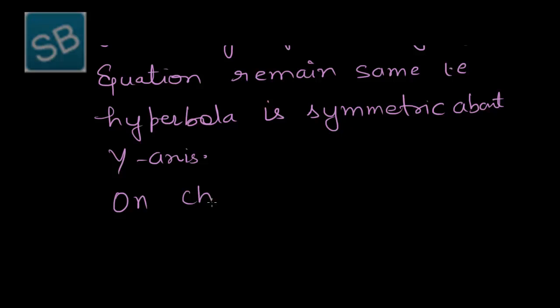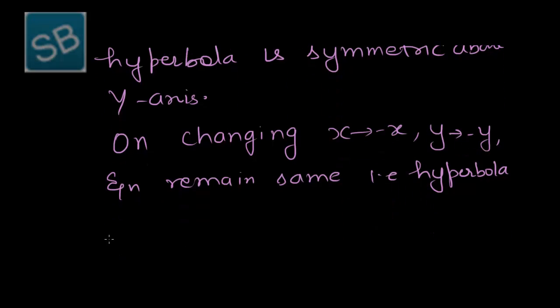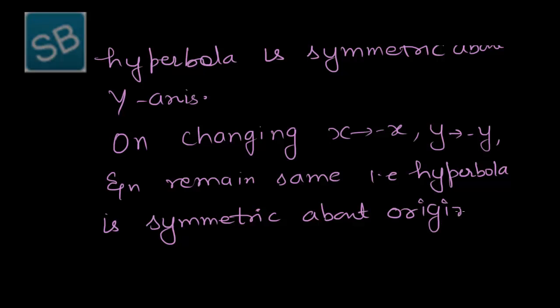and on changing x to minus x and y to minus y, the equation remains the same, that is, hyperbola is symmetric about origin. So this was the first conclusion.